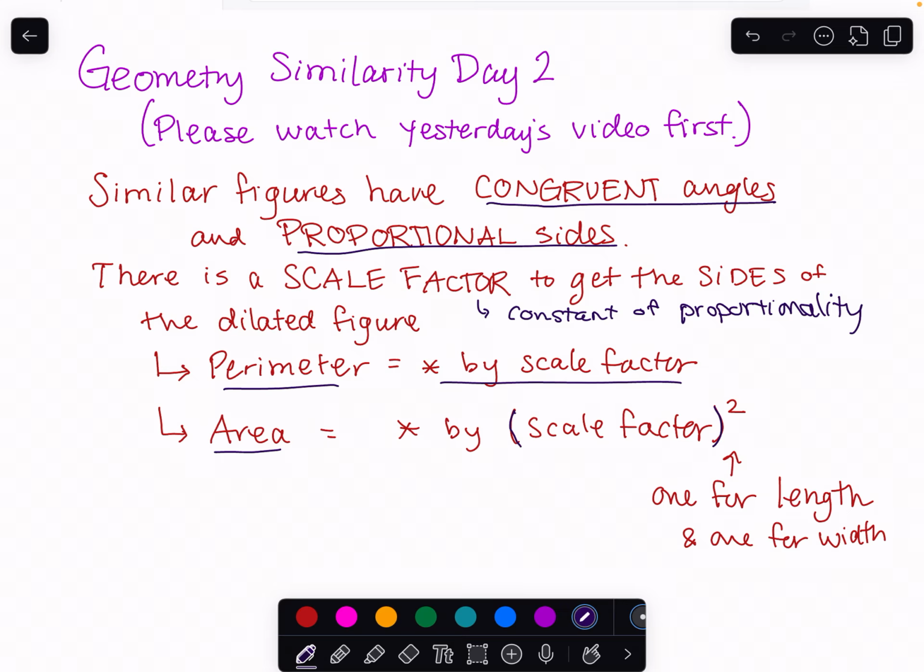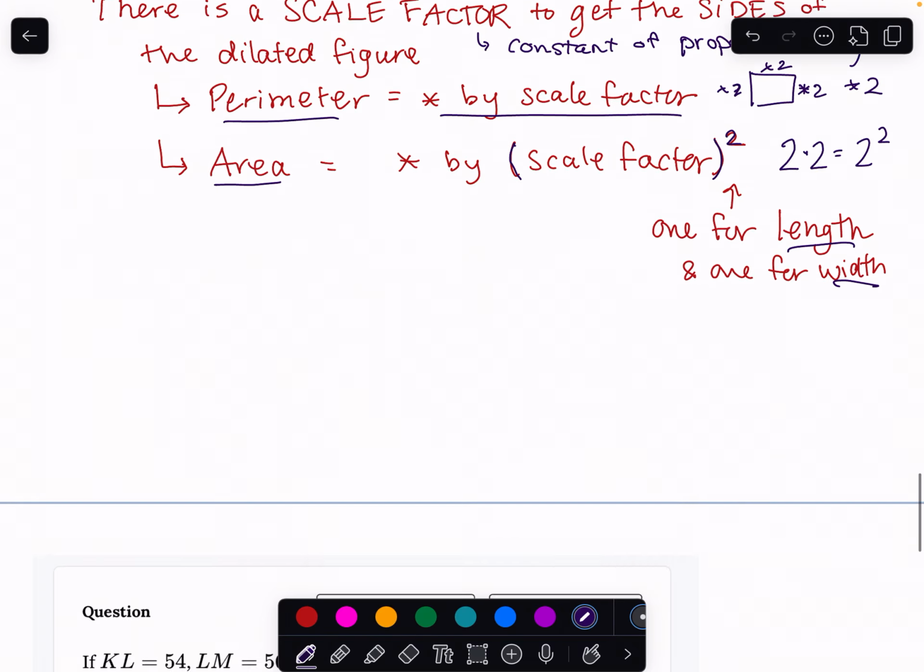So let me just show the idea. If we had this rectangle, all we would have to do is multiply the whole thing by 2, right? And we're just adding them up: multiply by 2, add it up. So we just multiply by 2. But if we had the area, we would multiply by 2 times multiply by 2. If you do 2 times 2, that's the same thing as 2 squared. So that's why we square it: one for the length and one for the width. Let me show you what I mean with the problems from Delta Math.